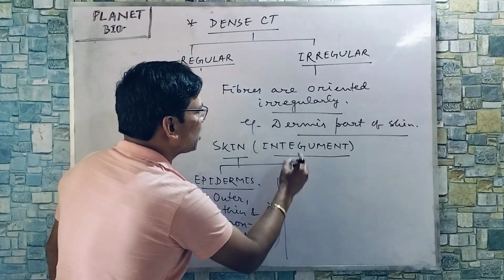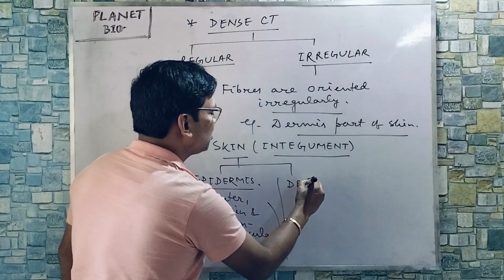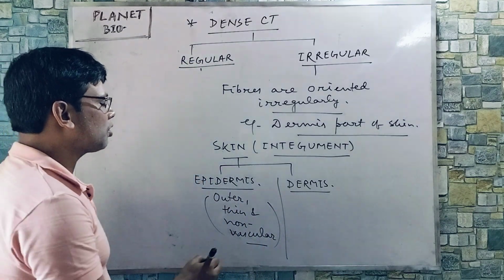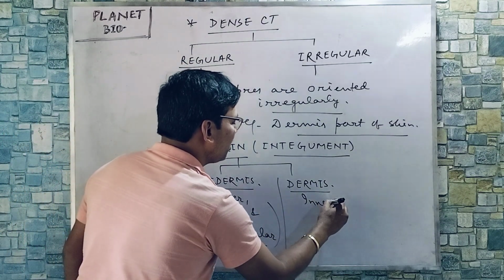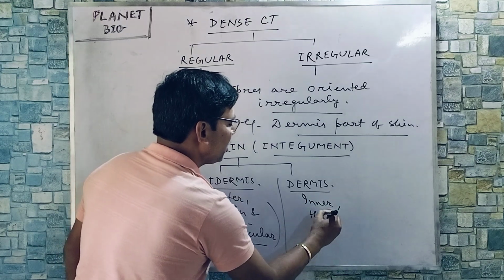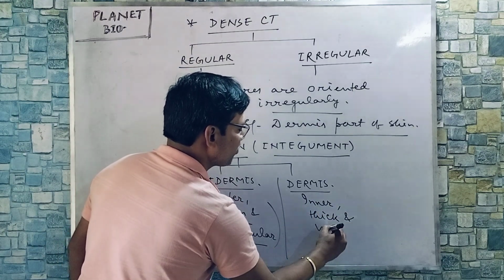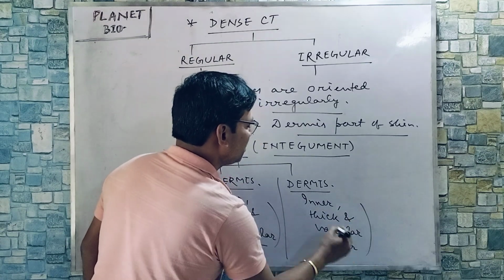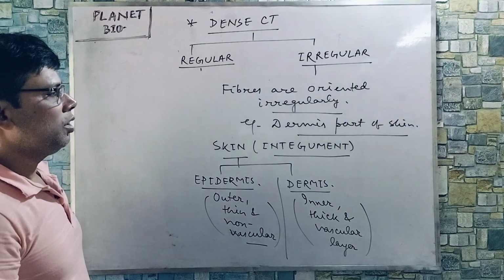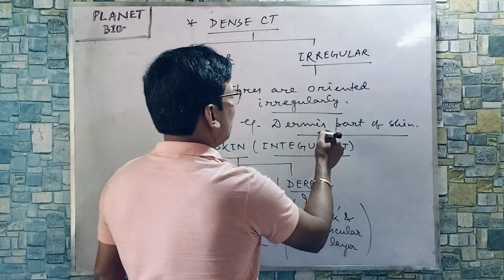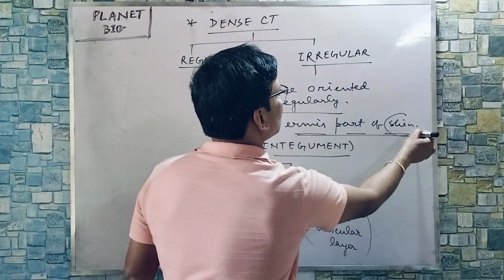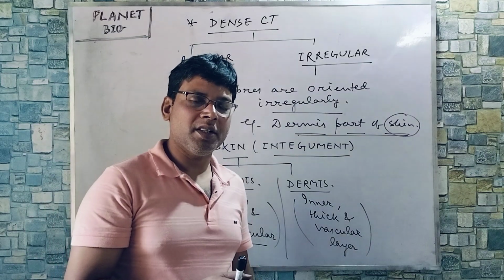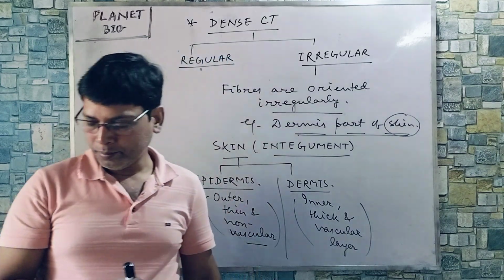But dermis is nothing but this dense irregular, and it is richly supplied with blood and nerves. So this is going to be inner, thick and vascular layer, right? Inner, thick and vascular layer. So it is this dense irregular is found in dermis part of skin. In NCERT it has been written skin only, but it is dermis part of skin. It needs to be made clear. Okay.